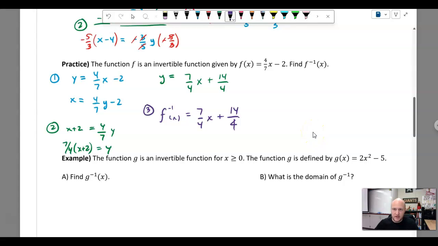Okay, here's the solution. Step 1, you should have switched x and y, interchanged the x and the y. Everything else stays exactly the same. Then we go ahead and solve for the y. So I added 2 to both sides, so plus 2, plus 2.